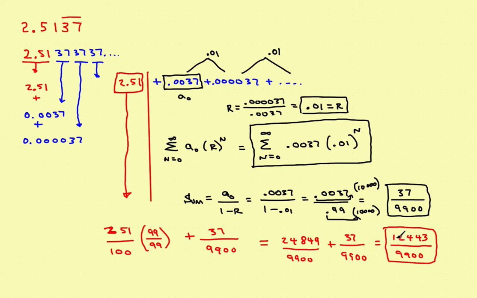Again, you can always check this. If you were to take this, put it on a calculator, and divide it by 9,900, you'll see that it really does turn into this.